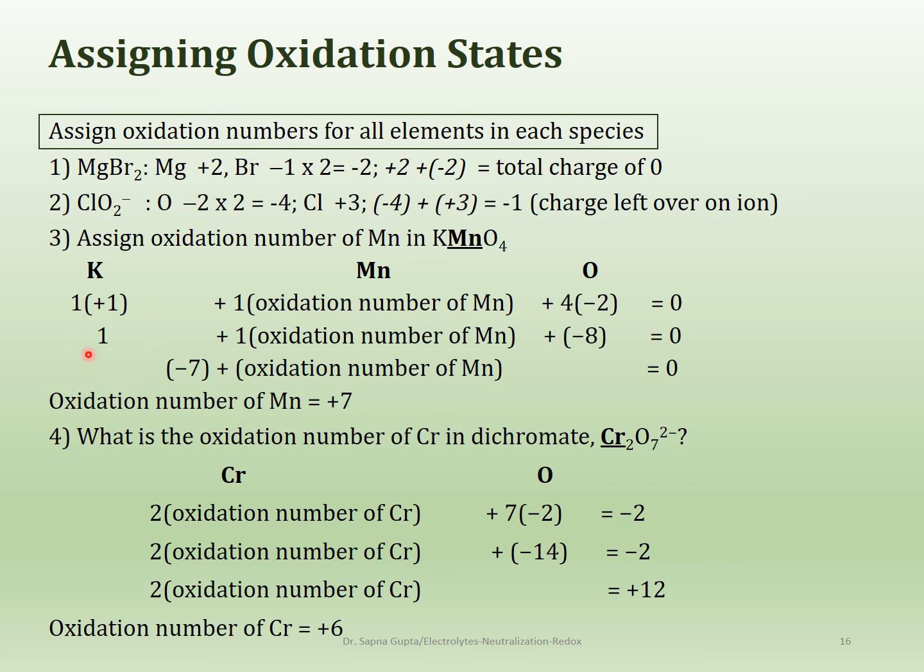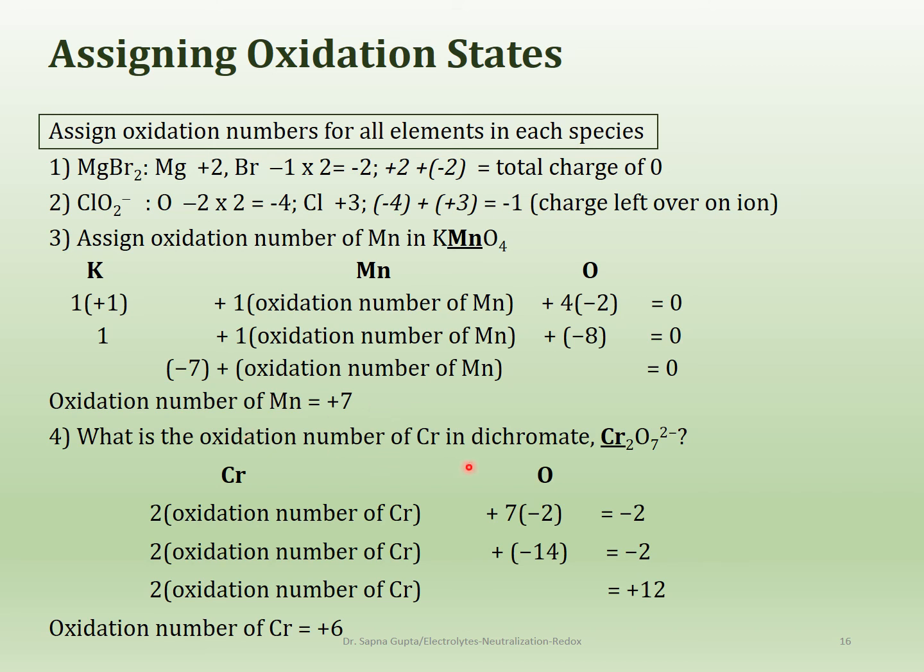Which means the total charge on potassium is +1. We still don't know the charge here. And the total charge on oxygen is -8. All of this should add up to 0. So you add up 1 plus -8, and that is equal to -7. -7 plus whatever the oxidation number of manganese is should come out to 0, which means that the oxidation number of manganese is +7, because -7 plus 7 gives you 0. So that's the oxidation number of manganese.